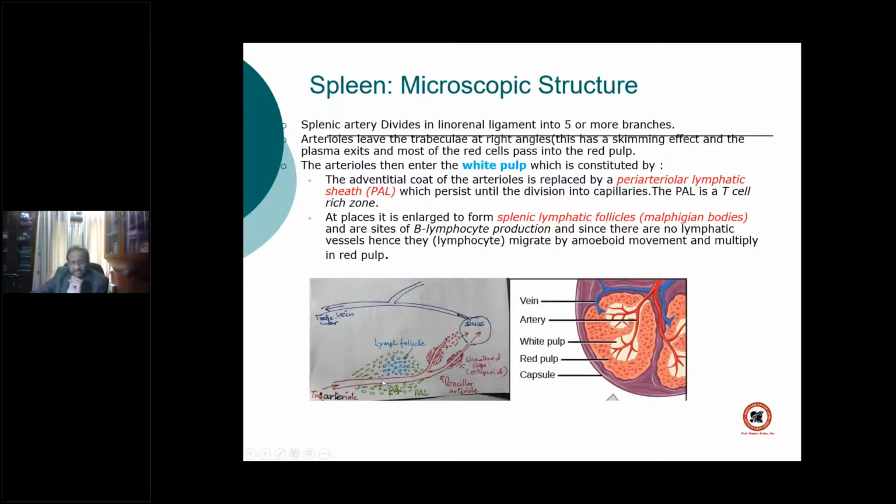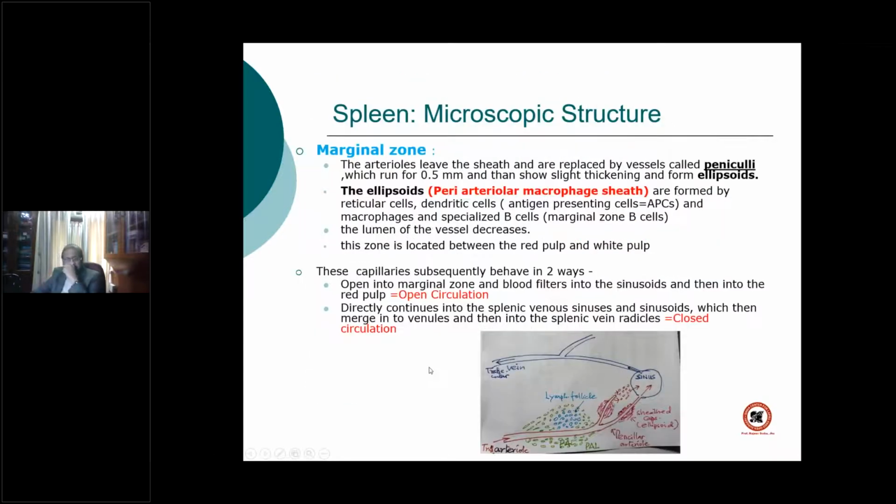Now, once this trabecular artery with the PALS, that is the periarteriolar lymphatic sheath, exits the sheath, there is an area where it is absolutely free. That means it does not have any sheath. About 0.5 millimeters to 1 centimeter, that part is known as the penicilli.